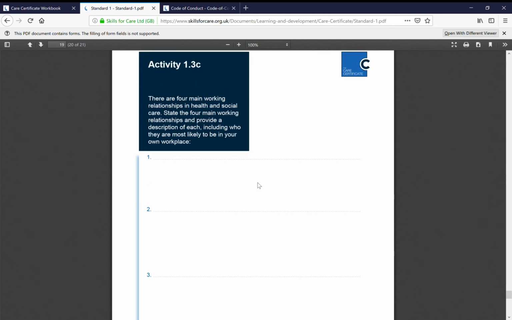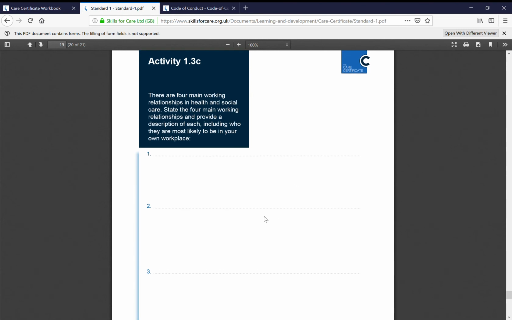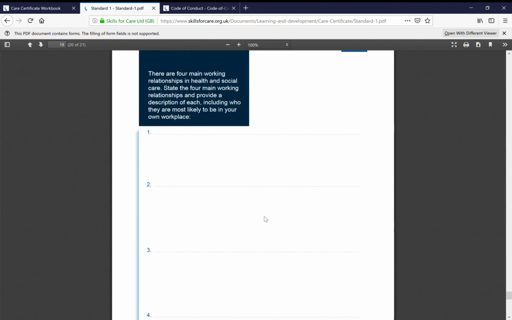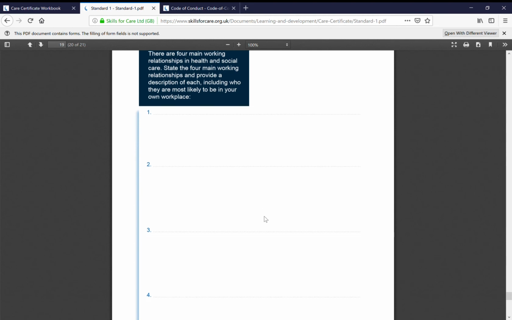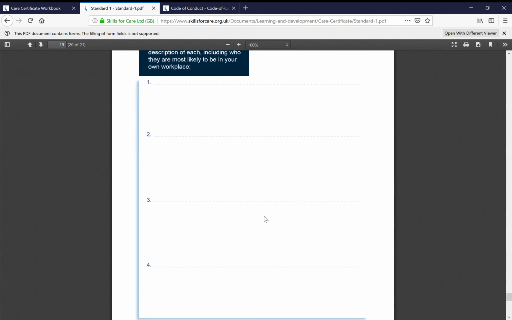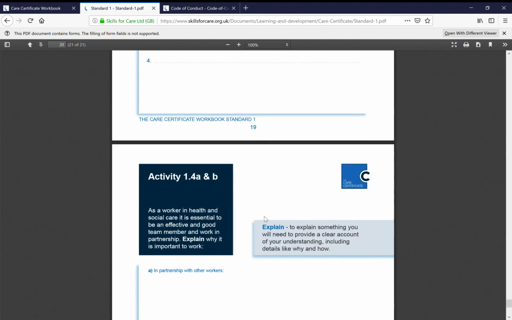Activity 1.3c. So there are 4 main working relationships in health and social care. State the 4 main working relationships and provide a description for each, including who they are most likely to be in your own workplace. So have a think here about what working relationships in health and social care there might be, and within your workplace.